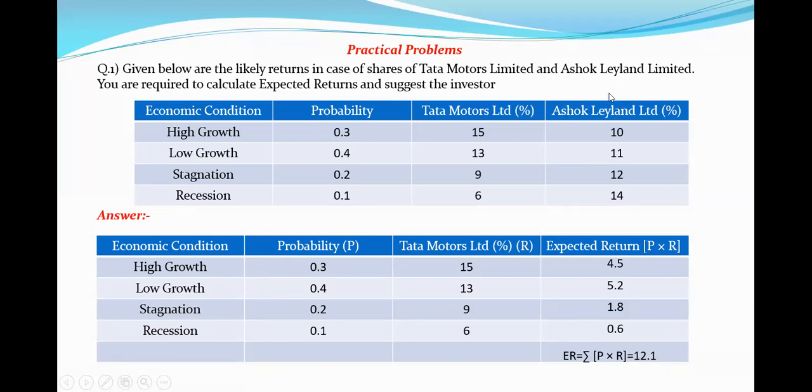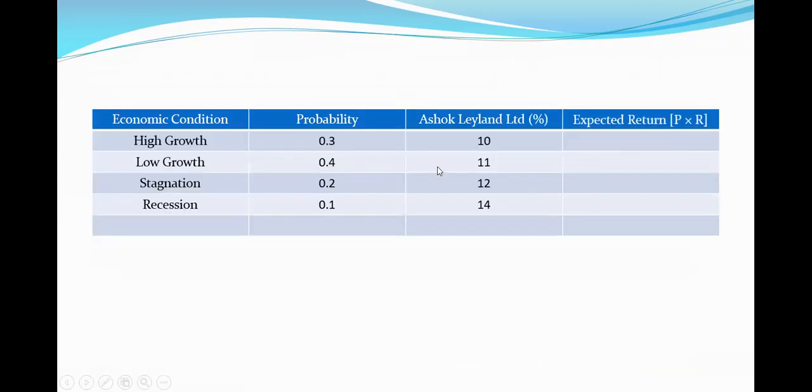Again, on the next slide, we will calculate for Ashok Leyland. Probabilities are same. We will multiply with the returns. 0.3 into 10, 3. 0.4 into 11, 4.4. 0.2 into 12, 2.4. 0.1 into 14, 1.4. When you make a total of expected return, summation of P into R, the resulting figure will be 11.2.